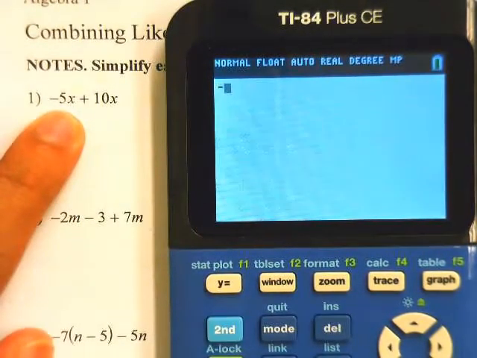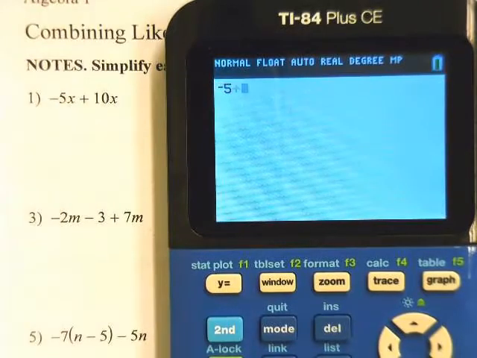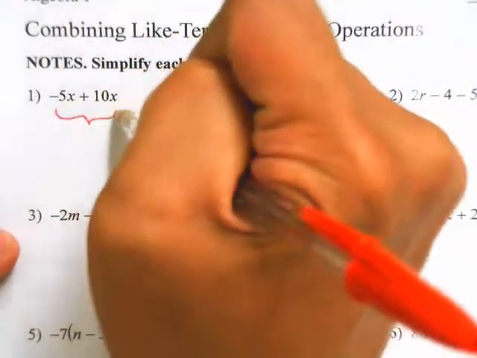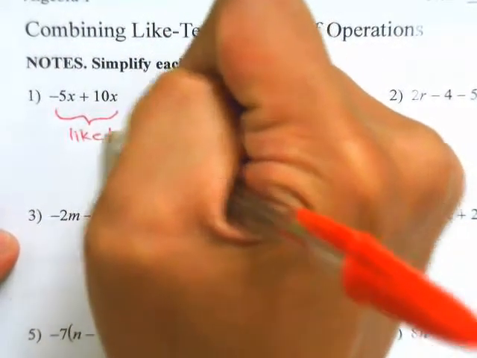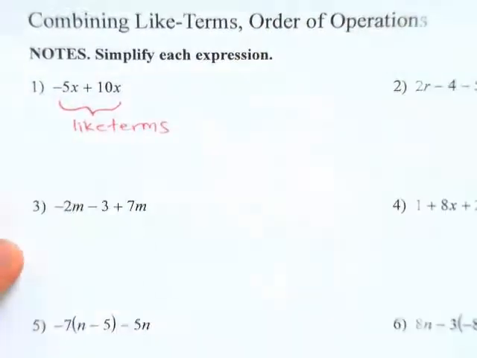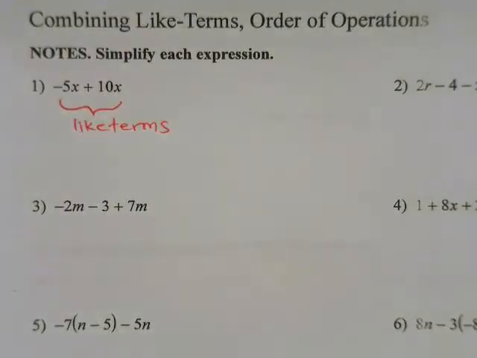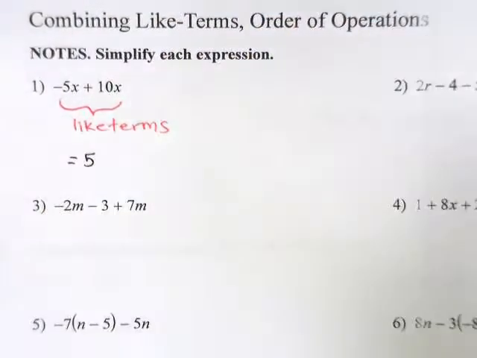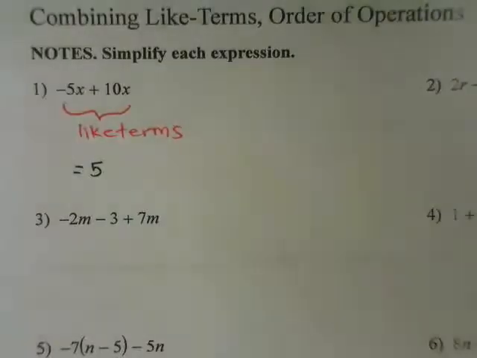So we're just going to go negative 5 plus 10, and that's going to give us positive 5. So these are like terms, so we can combine them into one simplified version, and we have just done that. And the answer is not just 5, it will be 5x.